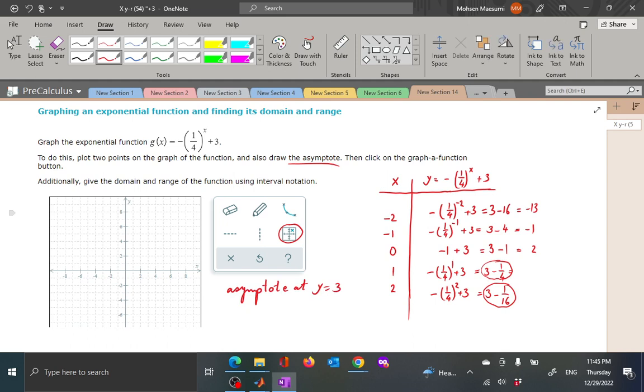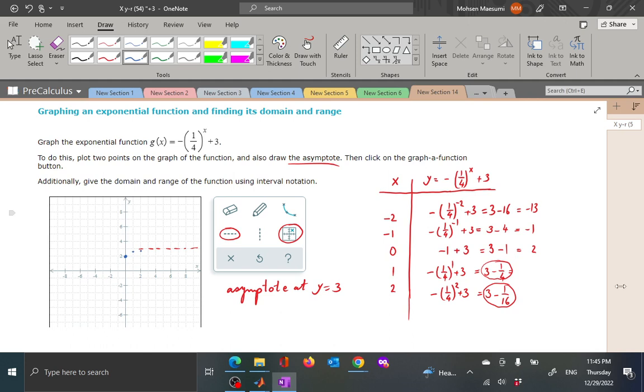What does that mean? It means I have a line here, so you have to use this tool to create a line, and after your software gives you the plot of these points, what you are going to have, for example, at 0 you're going to have 2. Software is going to graph this one for you. At 1 it's going to be 3 minus a quarter, so it's going to be close to your number 3. At 2 it's going to be 3 minus 1/16, which is even closer.